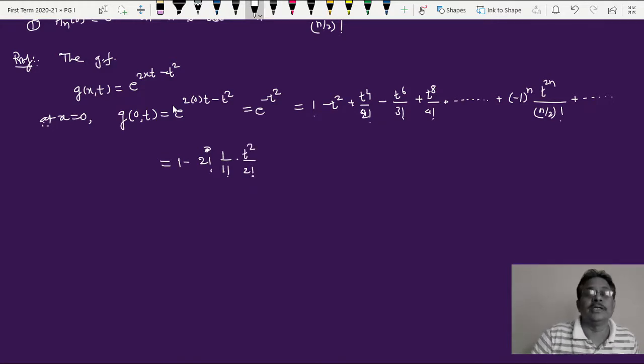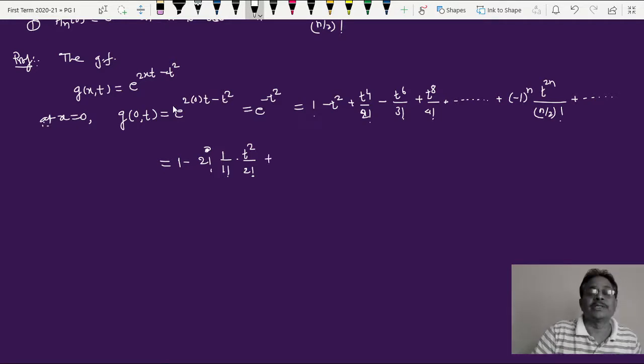Now I have not changed anything. The 1 factorial is the same one from the first term, with the t square. I have added 2 factorial in the numerator and divided by 2 factorial in the denominator. So I have not made any change there.